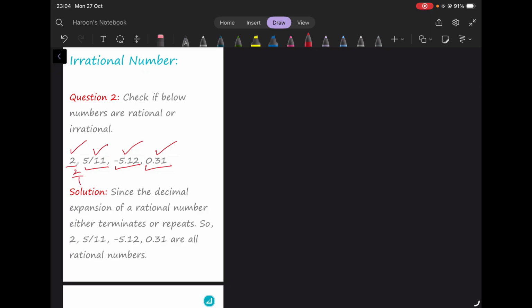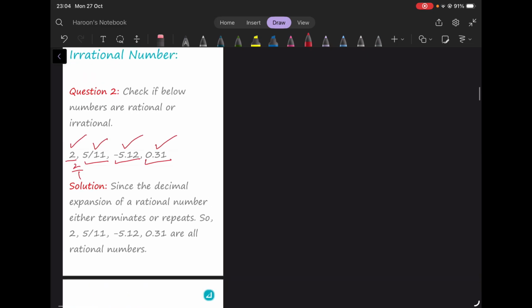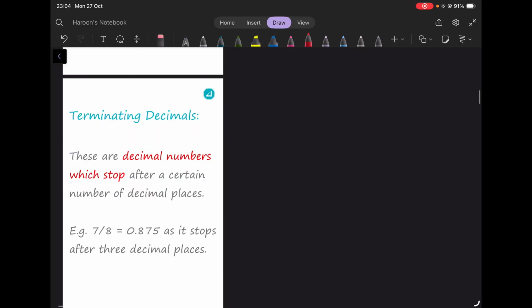The only irrational numbers would be, for example, pi, and square roots of non-square numbers, and any decimal with no repeating pattern that does not end, non-terminating. Now real numbers basically include all irrational numbers, fractions, integers, all these numbers. These are your real numbers.